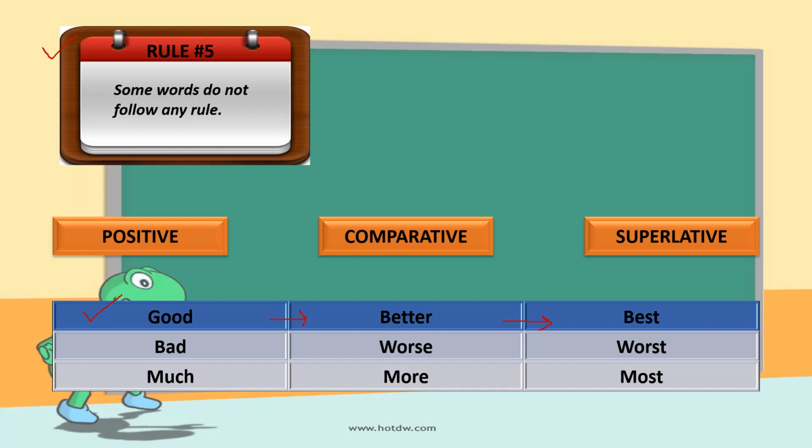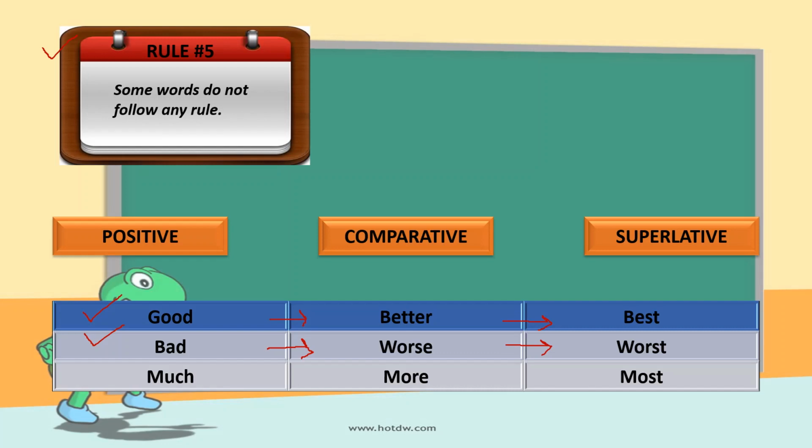Similarly, we have another adjective, bad, right? Now bad also cannot be badder or baddest, or baddier or baddiest. So what have we done? We have come up with an alternative. So bad is positive, worse is comparative, and worst is superlative.